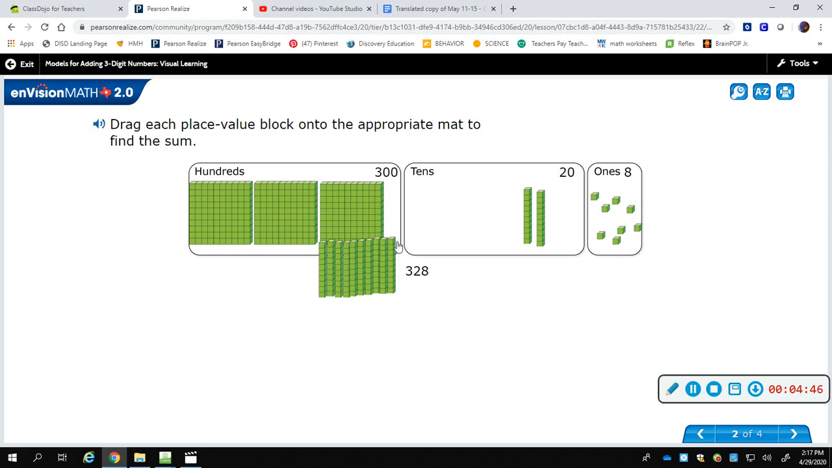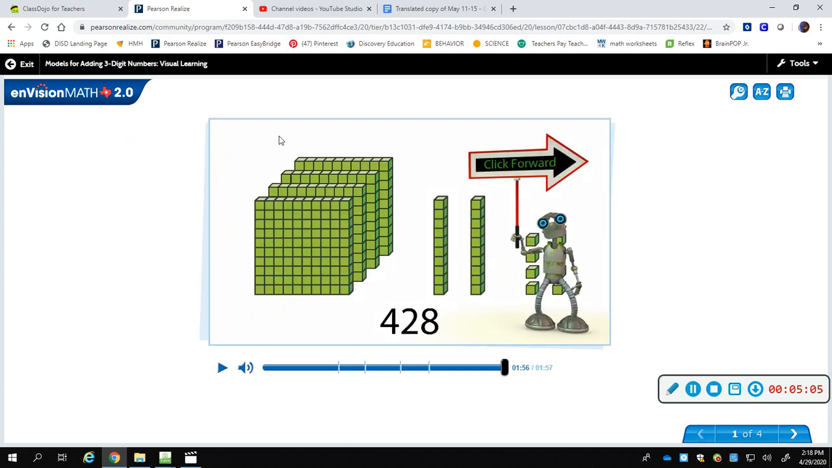Okay, when we add all this together, we're going to get 100, 200, 300, 400, 10, 20, 21, 22, 23, 24, 25, 26, 27, 428. And that is what we did over here.